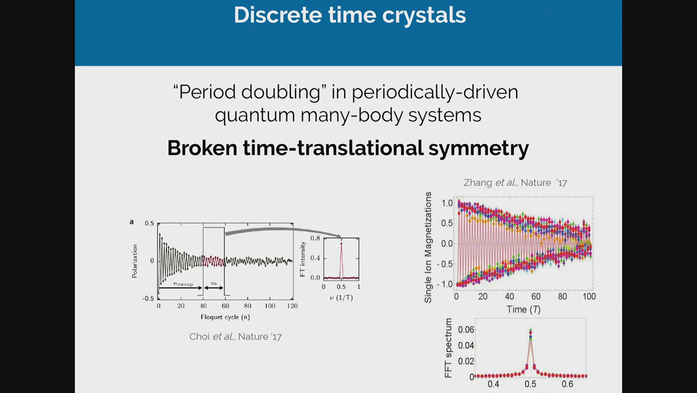I would like to mention the two pioneering experiments. One realized in a system of nitrogen vacancy centers, and another one realized in trapped ions. And what you see there is some kind of a signal at half the driving frequency here and here, which corresponds precisely to this period doubling phenomenon, or frequency halving phenomenon, that realizes time translation symmetry breaking.